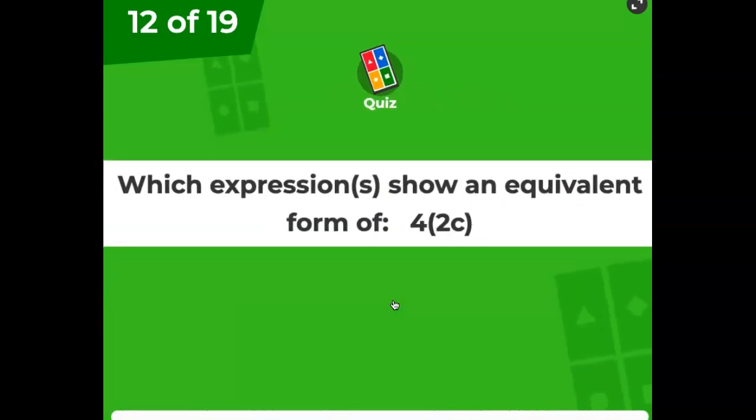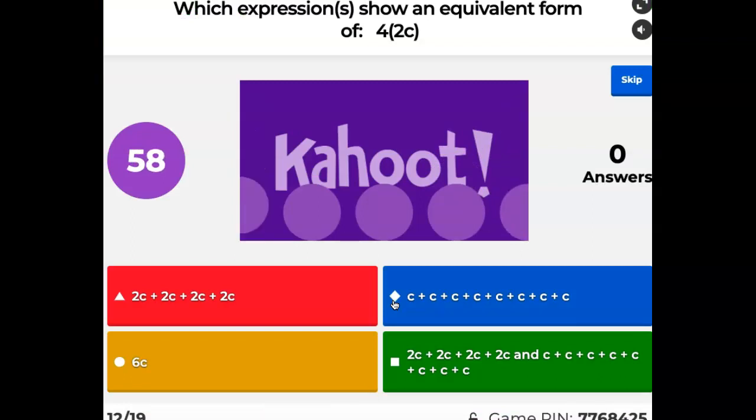Which expression shows an equivalent form of 4 times 2c? So which expression represents 4 parentheses 2c?